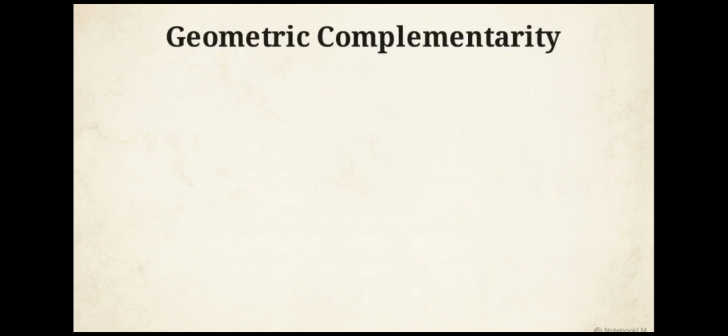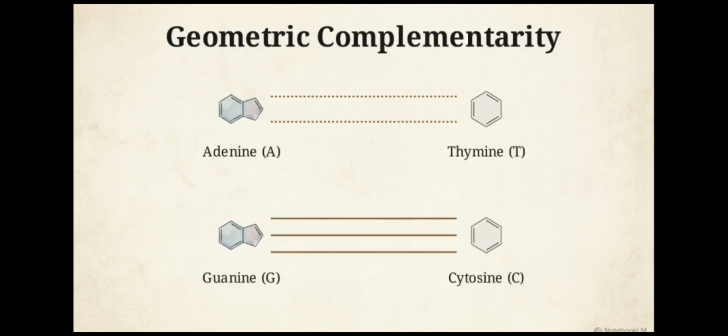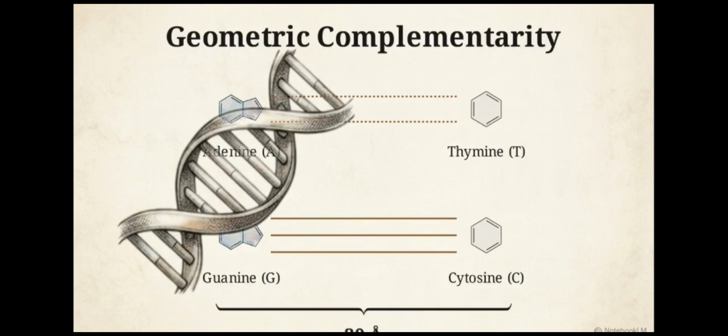The stability of the double helix relies on strict geometric complementarity. The purine base adenine always pairs with the pyrimidine thymine, interlocking perfectly via exactly 2 hydrogen bonds. Likewise, guanine pairs exclusively with cytosine, locking together with 3 hydrogen bonds. By always pairing a double-ring purine with a single-ring pyrimidine, the DNA double helix maintains a rigid, uniform width of exactly 20 angstroms from end to end.